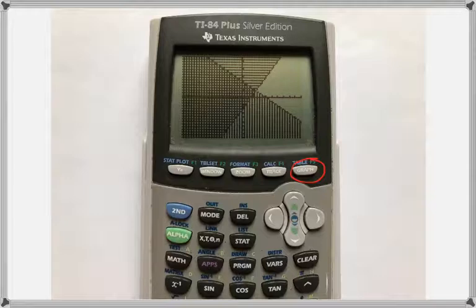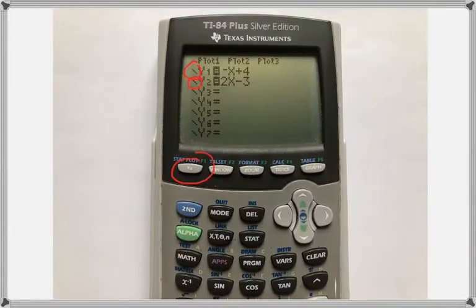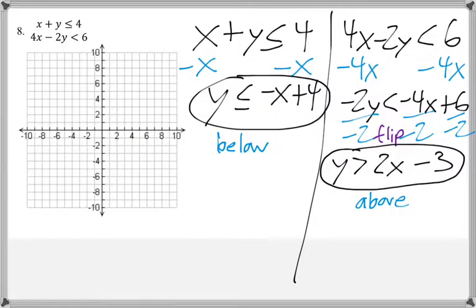So the intersection of the shadings happens right here. One thing to note is that this line here is actually a dashed line, but it doesn't show up like that on the calculator. So we just need to remember that when we're actually making our graph.